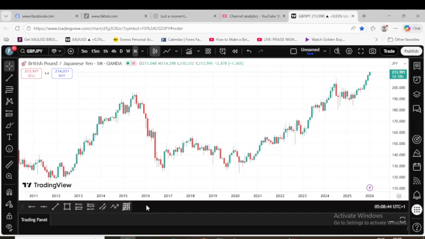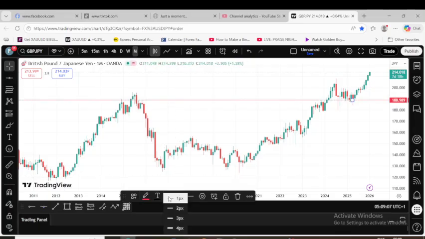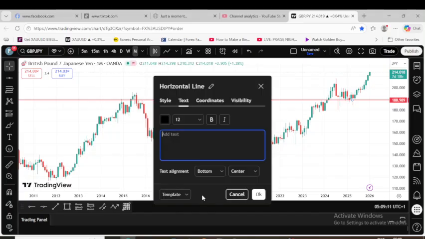Okay, so good morning, and today we're going to be doing top to bottom analysis on GBPJPY, British Pound, Japanese Yen, starting on the monthly time frame. And as we usually do, we'll start by identifying our zones. Our zones are essentially high level support and resistance.